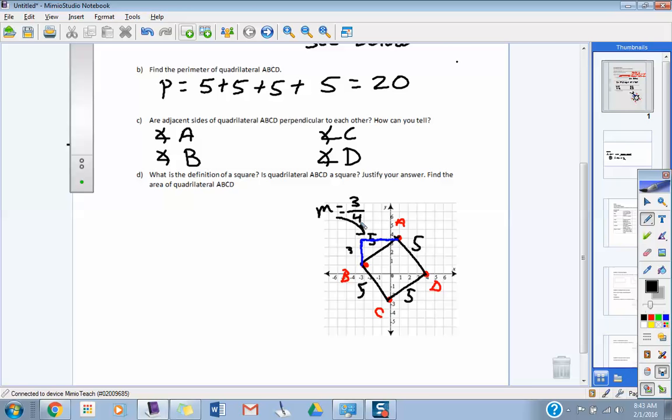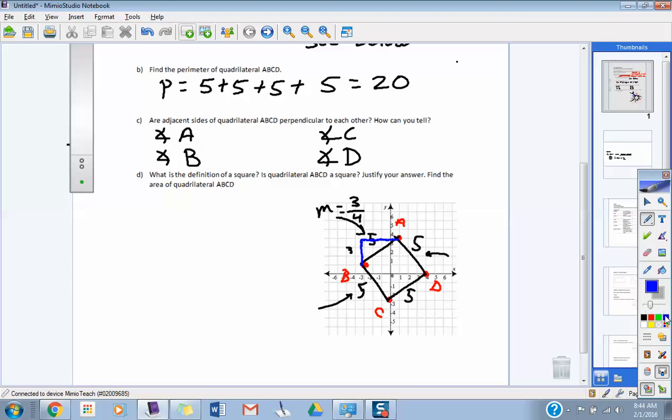Okay, so at angle A and at angle B, adjacent sides, if those angles are going to be right angles, then what does the slope have to be to form a 90-degree angle? In other words, what's the opposite reciprocal of 3/4? Negative 4 over 3. So for the segment from A to D, I want that segment to be an opposite reciprocal of 3/4. And that segment BC, I want that to be an opposite reciprocal of 3/4.